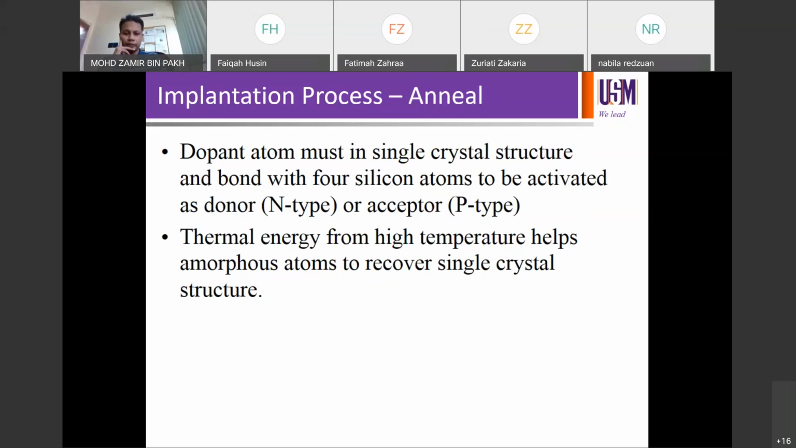Thermal energy from high temperature helps silicon to recover to single crystal structure. So after the process, knowing that your monocrystalline silicon has now turned into an amorphous structure, we can actually recover the amorphous structure back into monocrystalline by supplying high temperature or high thermal energy. So it can be done in order to repair the defective structure, right?